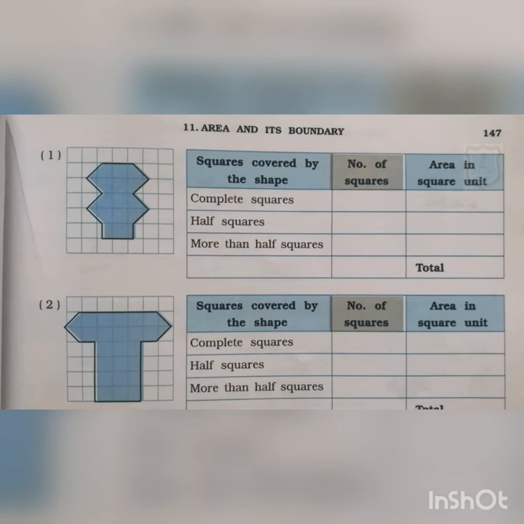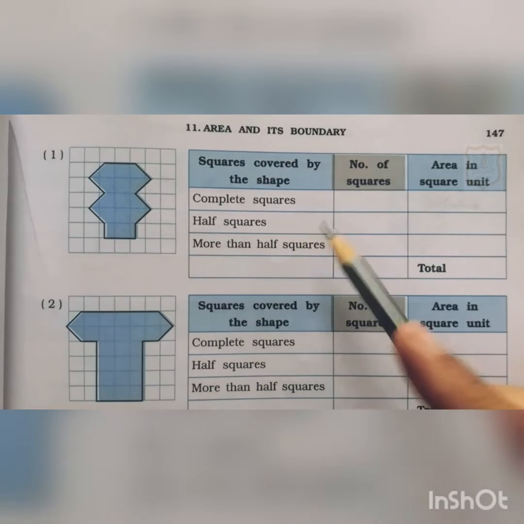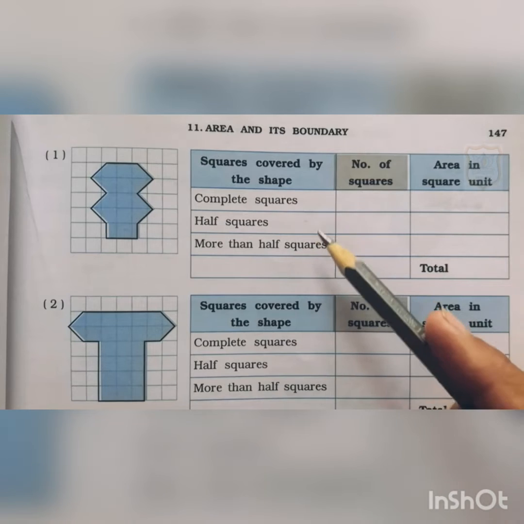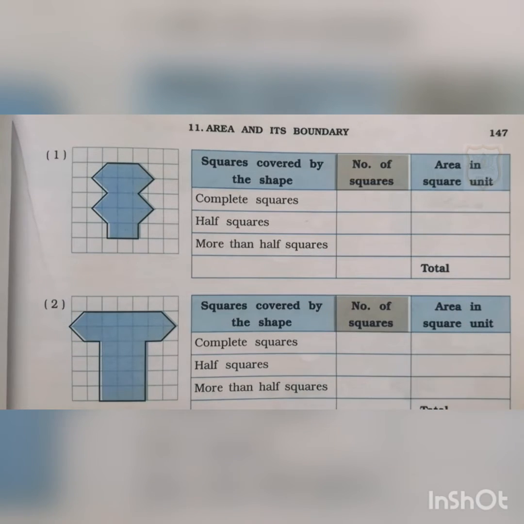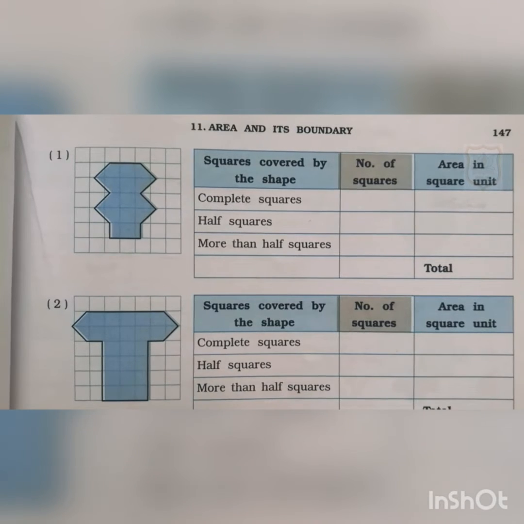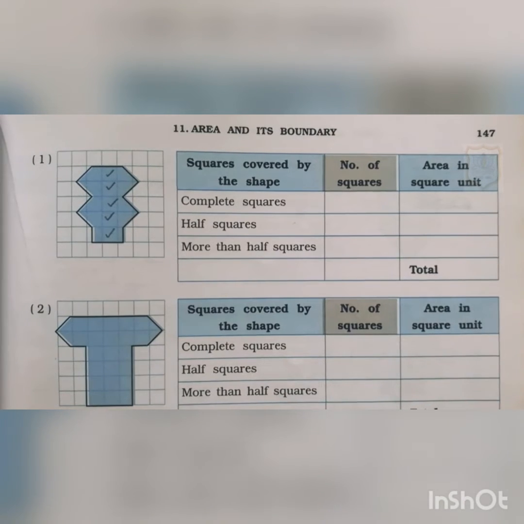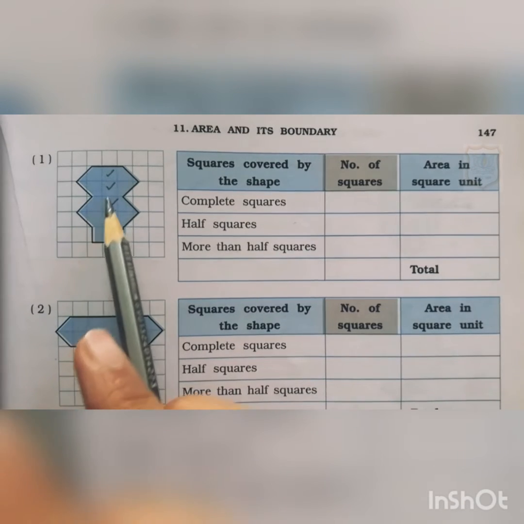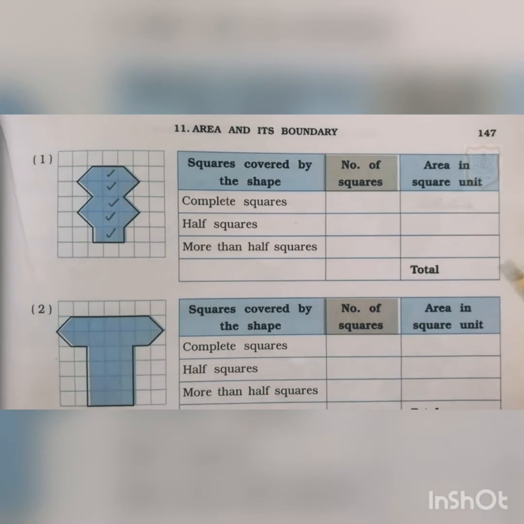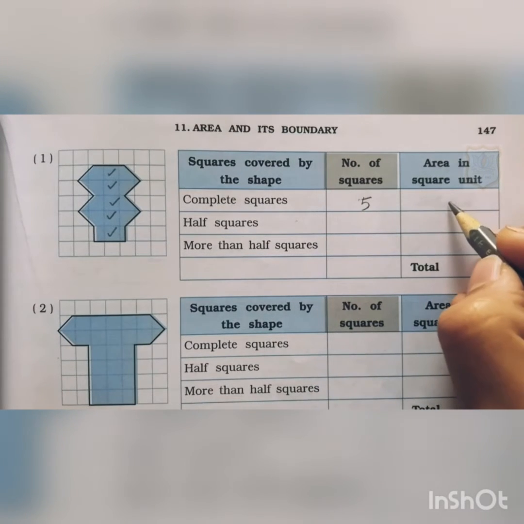We now move on to the next shape. Here we can see the number of complete squares, half squares and more than half squares. Here also we will do the same thing. First we will write how many complete squares there are in this figure. So we can count, there are 5 complete squares. So we will write number of squares are 5 and the area in square unit is 5.